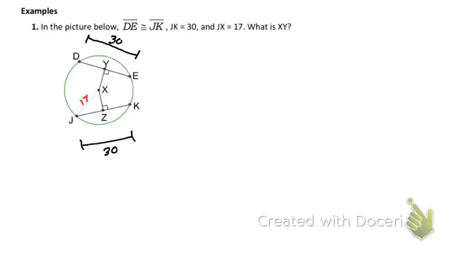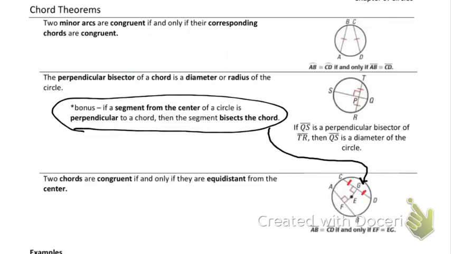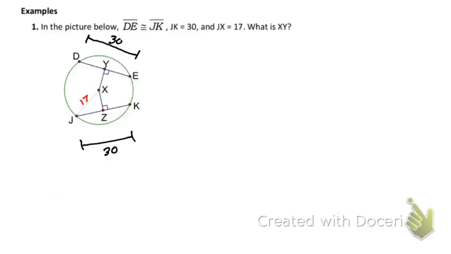Bonus fact, if a segment from the center of the circle is perpendicular, are these segments from the circle perpendicular? Yeah, they make 90 degrees. That's what perpendicular is. So that fits that first part. If a segment from the center of a circle is perpendicular to a chord, then the segment bisects the chord. So because this is in the center and is 90 degrees, it cuts JK in half. So that means JZ must be 15. Let's do green. And it means that ZK is also 15. It bisects them. We could also do that to DY and YE because it's the same exact fact.